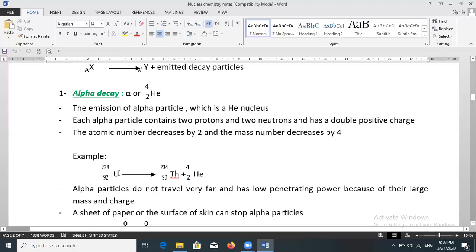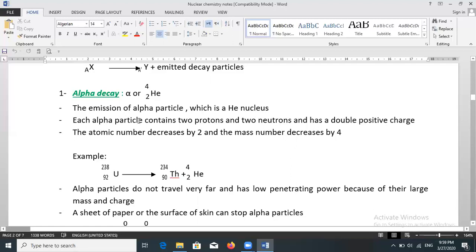So as you see here, when uranium gets out an alpha particle, its atomic number decreases by 2 and the mass number decreases by 4, and the element, of course, completely changes into a new element. And by the way, this is the way we create artificial elements from radioactive elements. Okay, so let us see here.